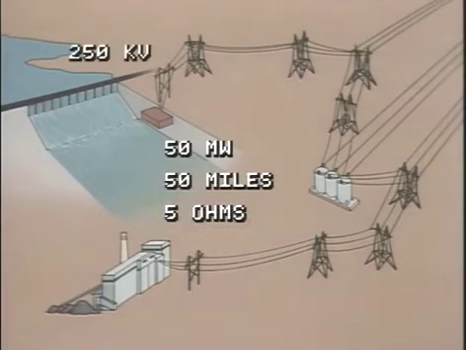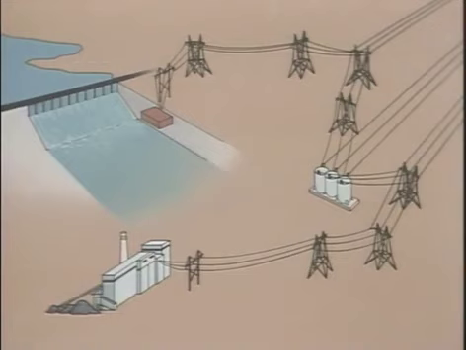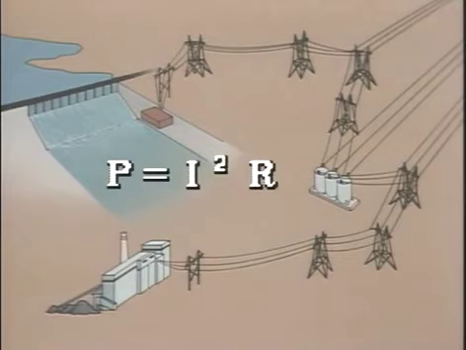Now, let's say that one system has an applied voltage of 250 kilovolts, and the other one has an applied voltage of 500 kilovolts. By using the equation P equals I squared R, we can determine the power loss for each system. For each system, we already know the voltage, 250 kilovolts and 500 kilovolts, the power, 50 megawatts, and the resistance, 5 ohms. So in order to determine the power loss for either system, we first need to find the current.